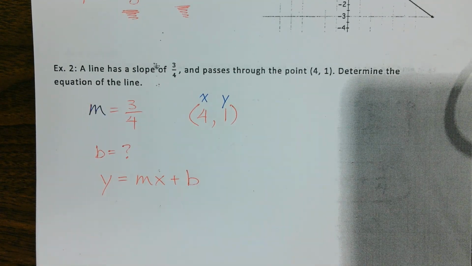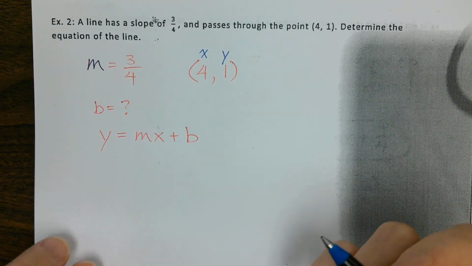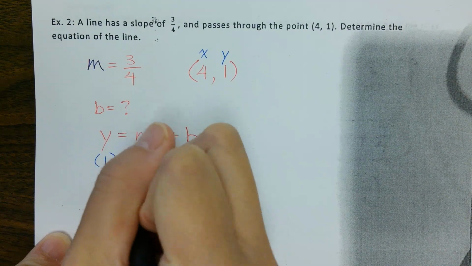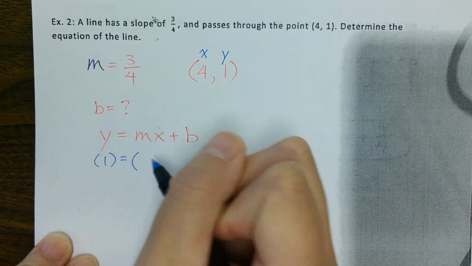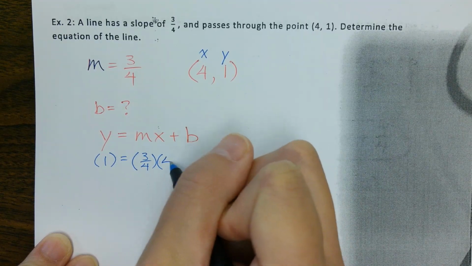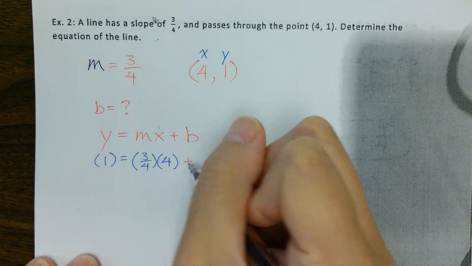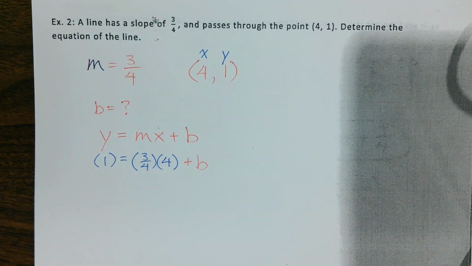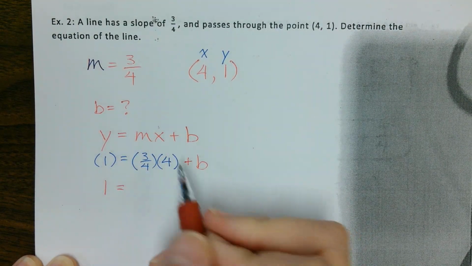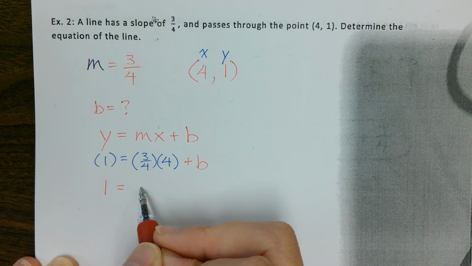Okay, so we're going to substitute. What is y? What is m? What is x? And then plus b. Okay, so now this becomes just an algebra question. So 1 equals 3 times 4 divided by 4?